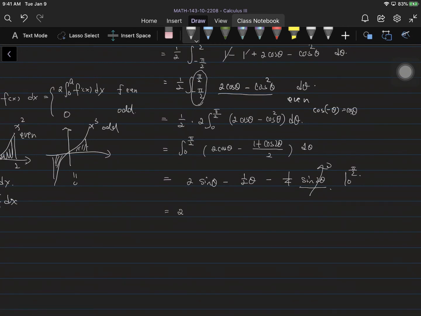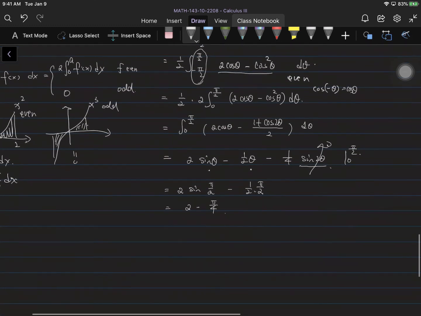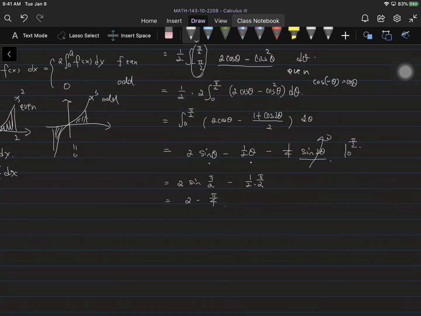So this becomes 2 sine pi over 2 minus 1/2 times pi over 2, right? And then we plug in the 0 bound, those terms both will be 0, so we don't have to write them down. So 2 minus pi over 4 is the final answer for this problem. Okay, so this is the area of the region.